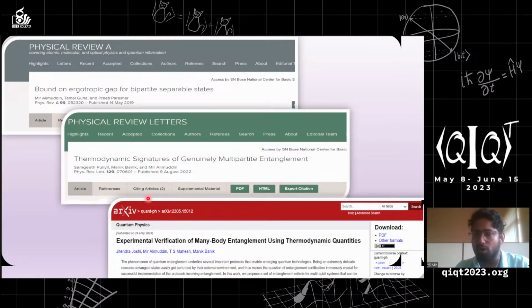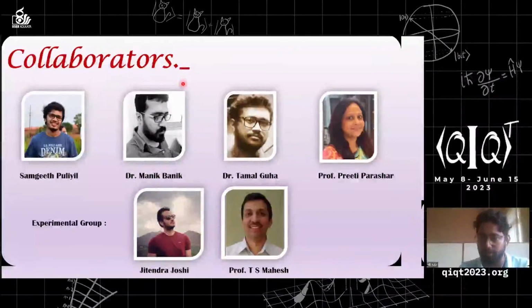My talk is basically focused on these three works that I have done in my PhD and postdoc. The first work I did with my supervisor, Professor QIQT23, and Dr. Tomal Guho, who is my collaborator. He is right now in Hong Kong. The second work, the PRL one, I did with Dr. Manik Banit, my postdoc mentor, and Shamgit, a BSMS project student. The last work we did very recently and put on arXiv with our experimental group, the ISAR Pune experimental group, Professor T.S. Mohes and PhD student Jitendra Joshi.